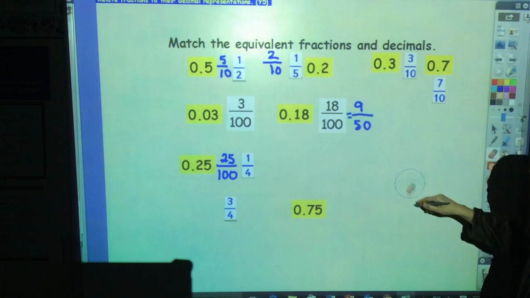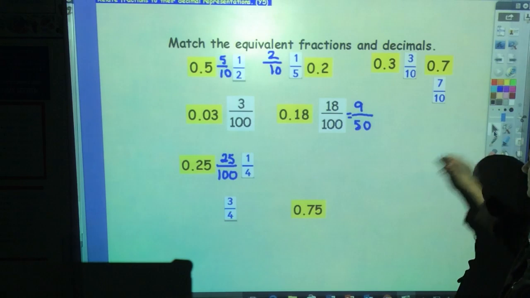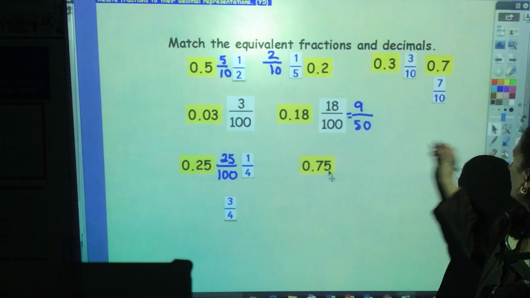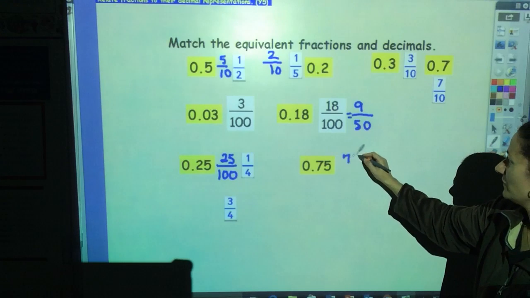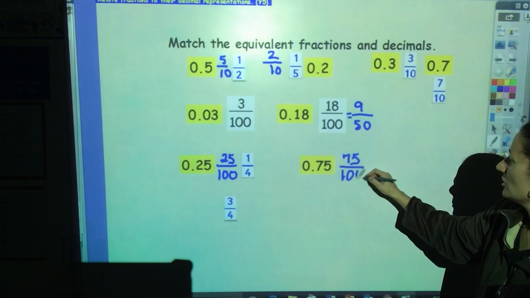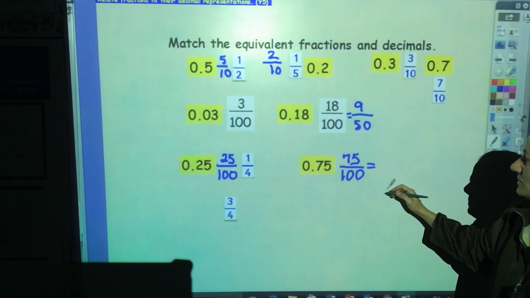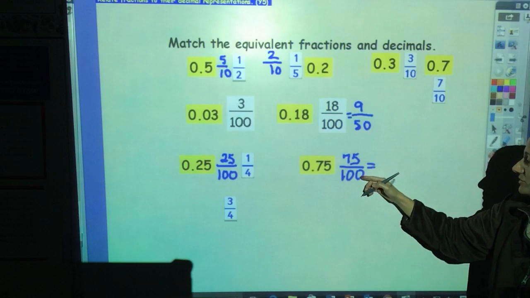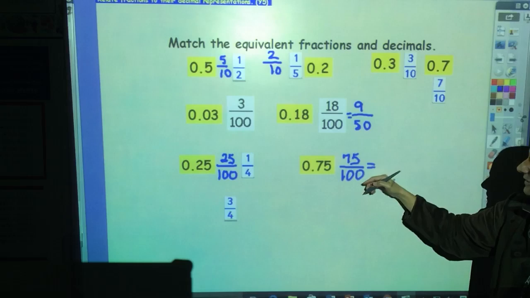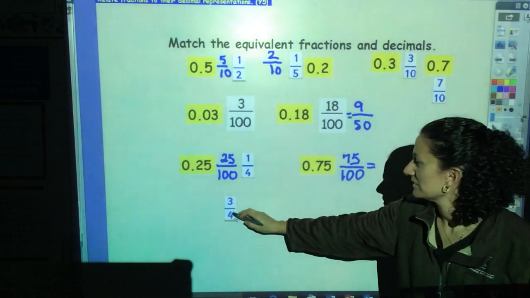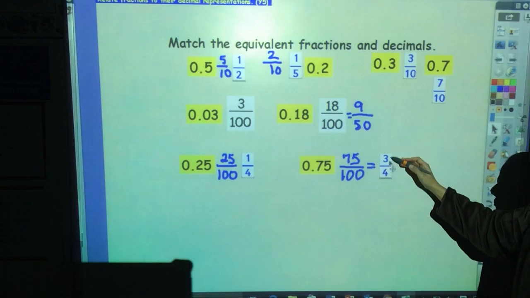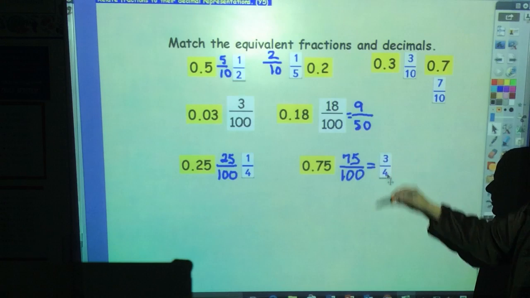Similarly, this last one, as you can imagine, 0.75 is the same thing as 75/100, which, as you guessed, in simplest form, is 3/4. I can divide by 25 again, and I will get this last fraction, 3/4, by dividing by 25.